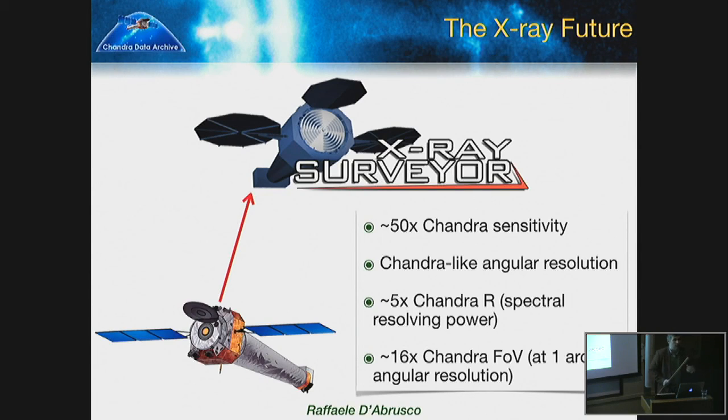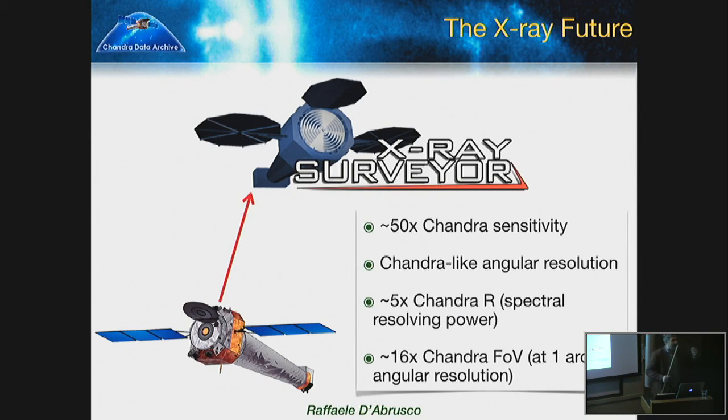That makes for a much larger amount of data produced, but we are not seeing any drastic change in the order of magnitude or in the scale of this enterprise from the data archive point of view. Of course, from the scientific point of view, it's a completely different story. But still, 50 times Chandra sensitivity, these are the nominal goals. We know that whether it will be approved, maybe it will be slightly different. Chandra-like angular resolution, a 16 times larger field of view at this angular resolution, and 5 times larger spectral resolving power are huge improvements.